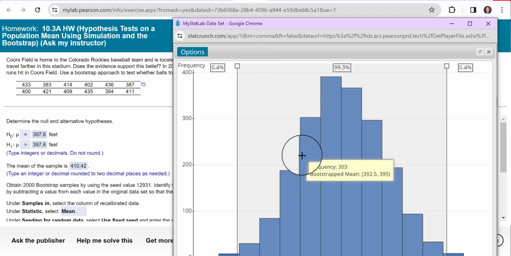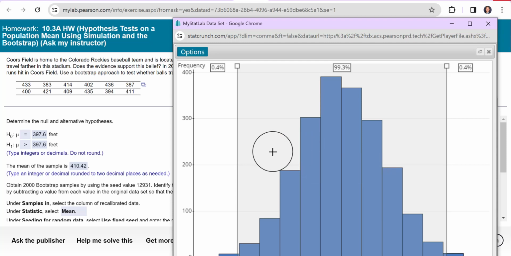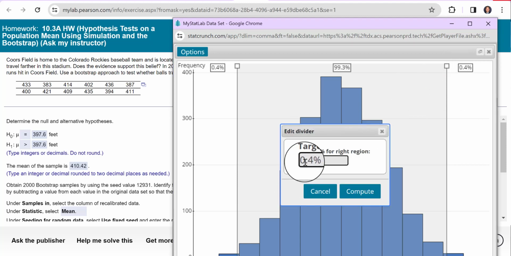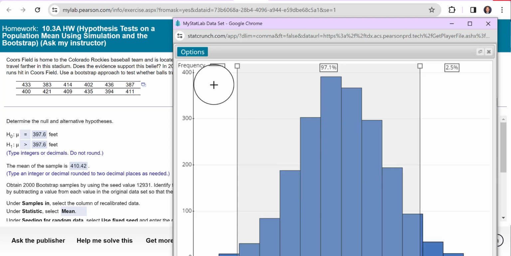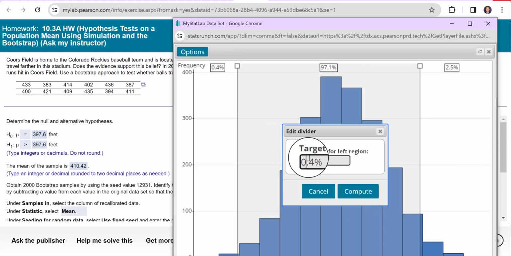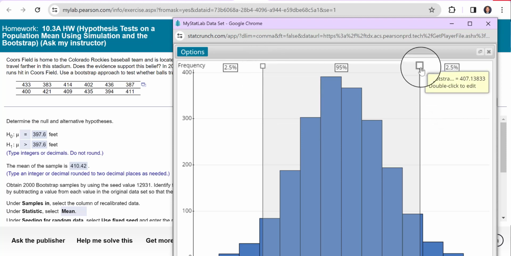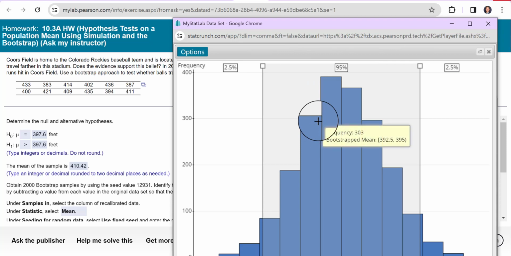You could even do this with confidence intervals. Let's say we want to make a confidence interval for this. You could say, I want a 95% confidence interval. You could just change the percentage to 2.5%, and then you could go over here and double click that and put 2.5%. We could use simulation-based methods to find the 95% confidence interval, hit Compute. And now we'd say 95% are between 387.9 and 407.138. Again, 410 is way outside of this. So this, again, kind of confirms our sample from Coors Field is definitely not a normal one.